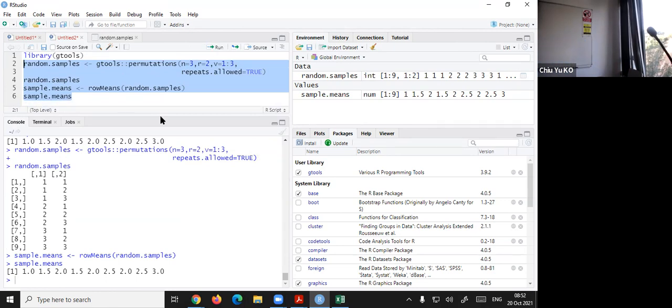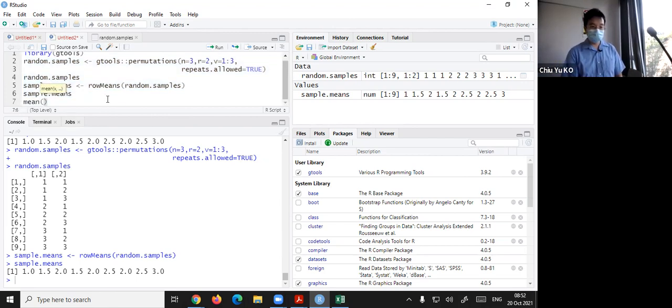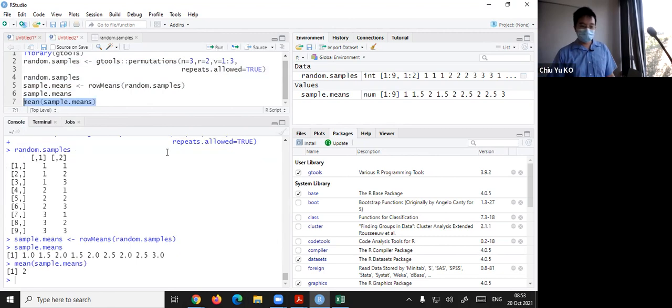This is the mean of the sample mean. We can calculate the mean of the sample means. This is the expectation. We expect it to be equal to 2, because the mean of 1, 2, 3 is 2. So this is the same as that. You can have fun this way.